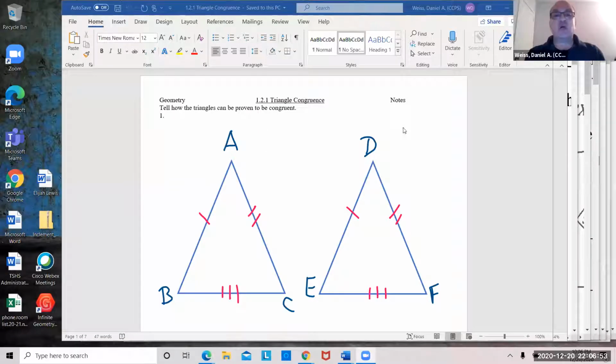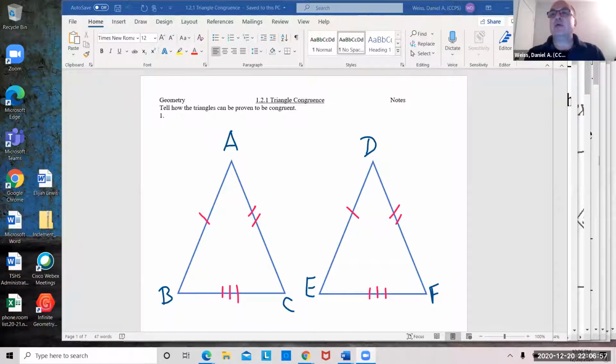I'm going to do a review for you for geometry for quiz 8. All right, so let's get to it. Here's a review for geometry for quiz 8. First of all, we're going to take a look at triangle congruence.